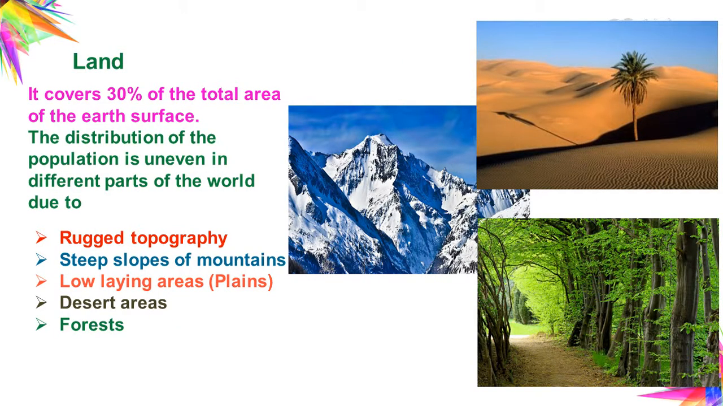Land. It is the most important natural resource. It covers only about 30% of the total area of the earth's surface, and not all parts of the land are habitable. The uneven distribution of population in different parts of the world is mainly due to varied features or characteristics of land and climate. The rugged topography, the steep slopes of mountains, low-lying areas susceptible to water logging, desert areas, forests, etc. are normally sparsely populated or uninhabitable.